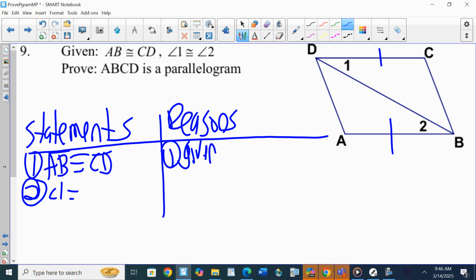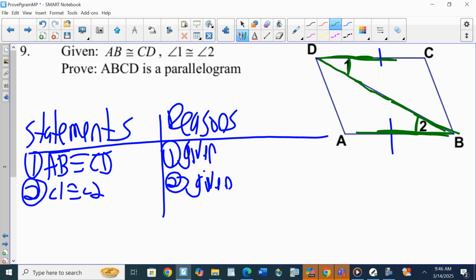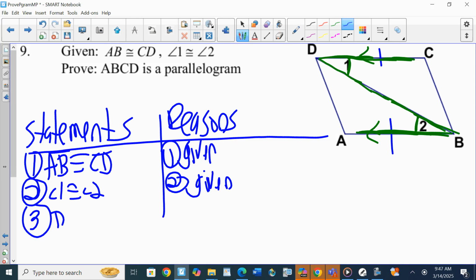It gives me that angle 1 is congruent to angle 2. Well, when they give you that angles are congruent, you need to look to see if they're alternate interior angles. Yes, they are alternate interior angles. So carve out your angles. So we see our Z. And once you carve out your angles so that you see your Z, we see our parallel lines. So if they give you alternate interior angles, you need to conclude that they're parallel. So now I can state that DC is parallel to BA.